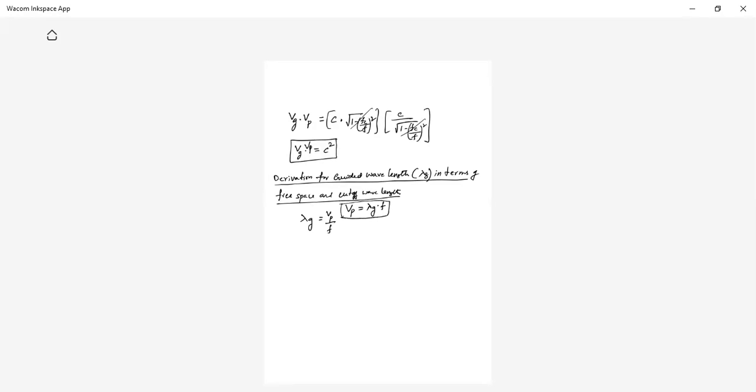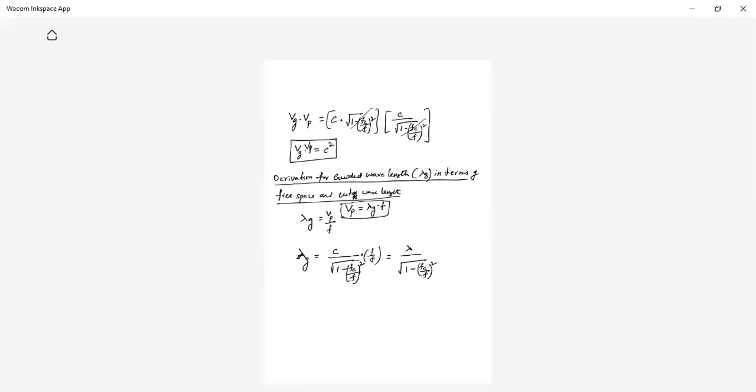So what is lambda g? It is Vp by F. What is the Vp value? Vp is equal to C by root of 1 minus (Fc by F) whole square, as we already derived. Into 1 by F, this you can write as C by F, that is the lambda, by root of 1 minus (Fc by F) square.